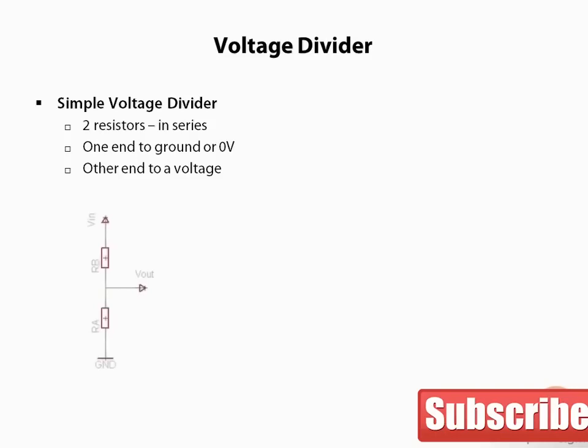As we can see, it is a very simple circuit, very inexpensive to build, just 2 resistors connected in series. The equation for calculating the output voltage in terms of the input voltage is Vout equals Vin times resistance A divided by the total resistance, which in our diagram is resistance A plus our resistance B.